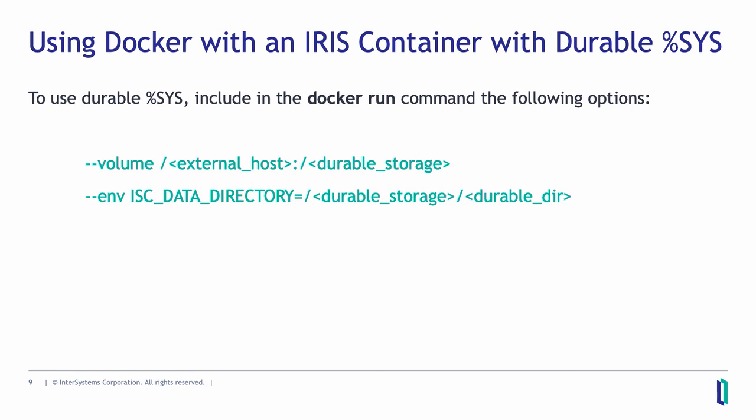On the second line, we have the ISC_DATA_DIRECTORY environment variable defined as durable_dir, the path of the durable SYS directory to be created in that location. There are various types of volume declaration options, as we talked about in our history lesson, and considerations about storage and host affinity come into play. But for now, we'll keep things simple and use the host path declaration, even though I said before it's really not recommended, especially when you're talking container portability and movability.